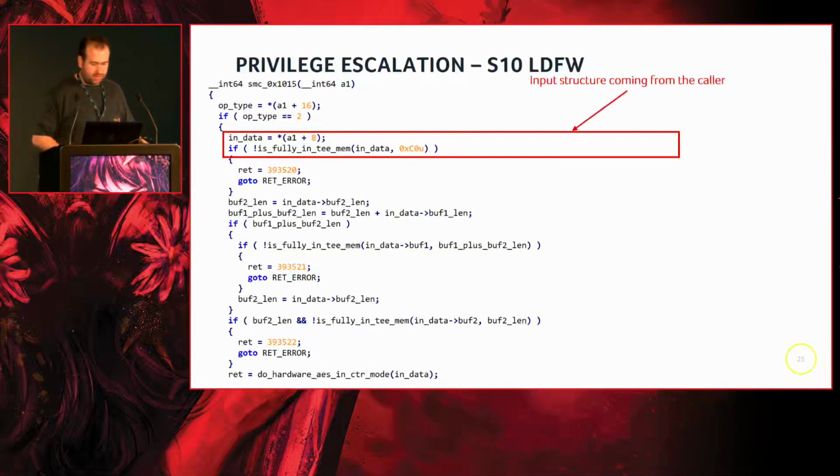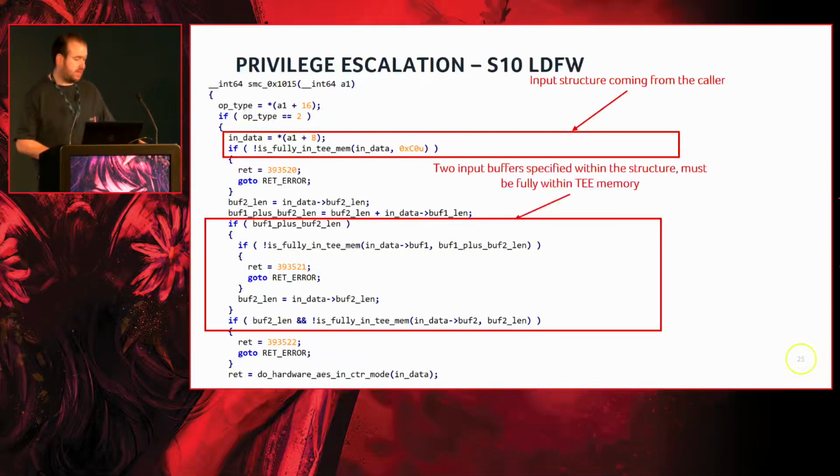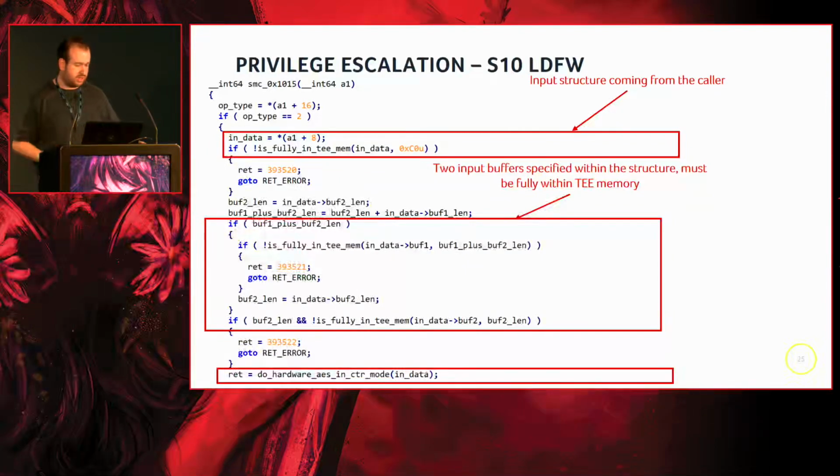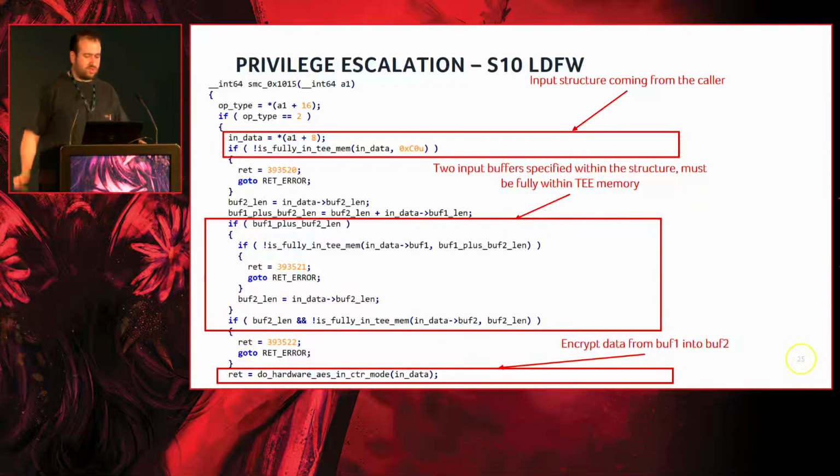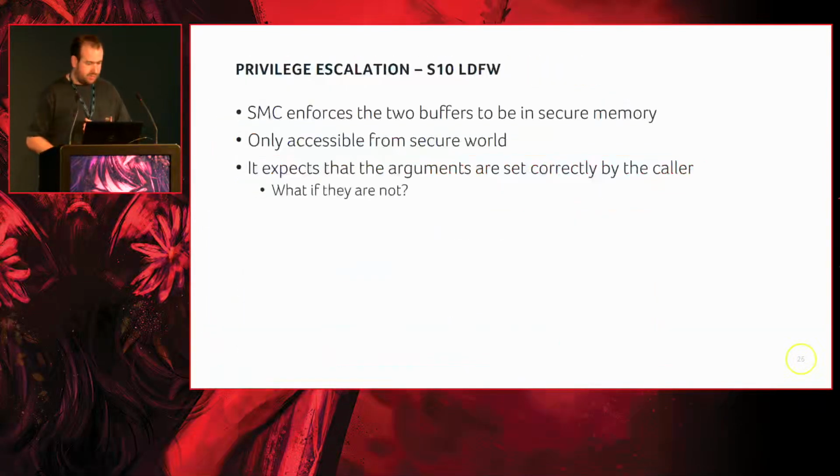Once that is verified, it will then extract two physical memory buffers as specified within the structure. So basically the structure will have a physical memory start address and a length of the first buffer and of the second buffer. And again, it will check that these two buffers are fully within the TE memory. After all these checks are done, it will call some hardware functionality that will do an encrypted DMA from the first buffer, encrypting data into the second buffer. So is there a problem here?